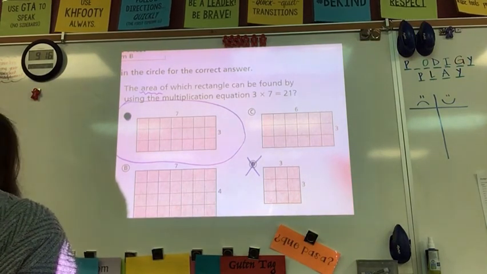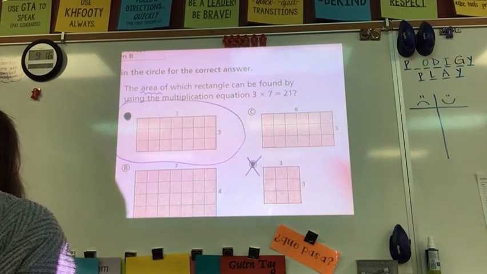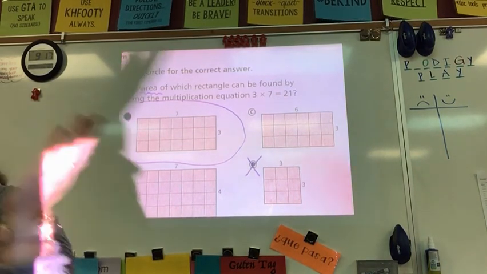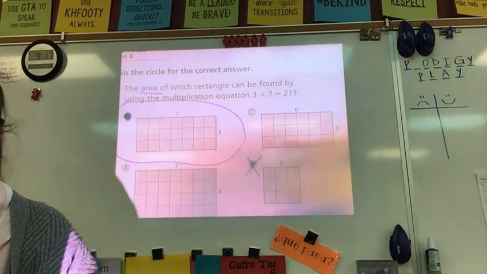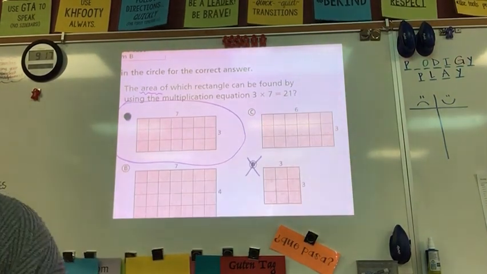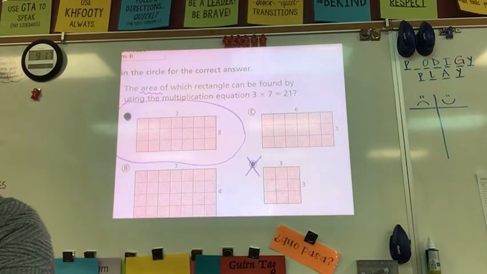Would I need to draw a picture for this problem? No. Why not, Braylon? Say it louder. Exactly. They already drew the picture. Welcome back, Rylan. So I don't have to draw a picture because it's already there. That would be silly for me to copy exactly what they already have.